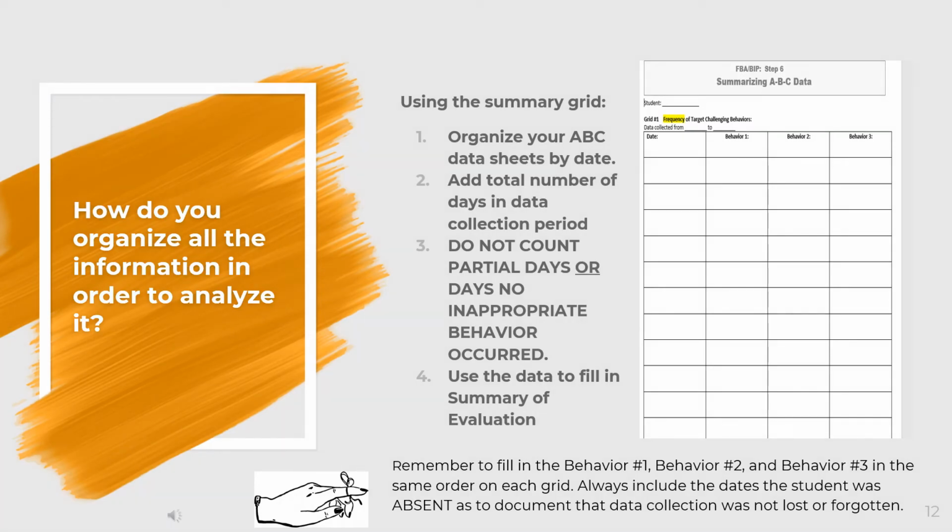So how do you organize all the information in order to analyze it? Here's a copy of the summary grid. The first thing you'll want to do is organize your ABC data sheets by dates. Add the total number of days in the data collection period. Do not count partial days or days that no inappropriate behavior occurred. Use the data to fill in the summary of evaluation.